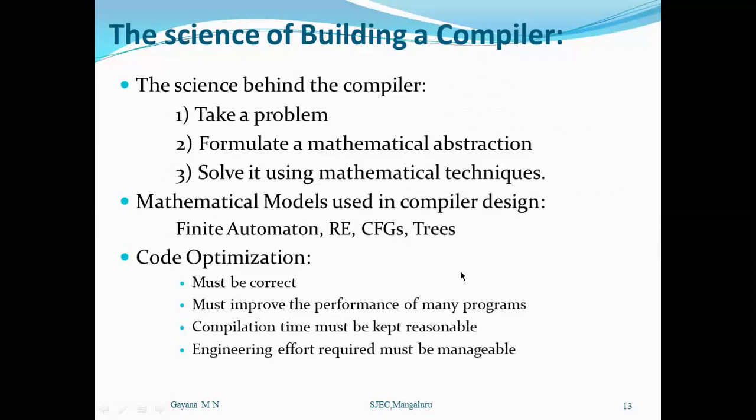The compilation time must be kept reasonable, and the engineering effort required must be manageable. So these were the initial objectives which were set, and accordingly the compilers were fine-tuned, and a lot of development took place, and much more sophisticated compilers are available nowadays.